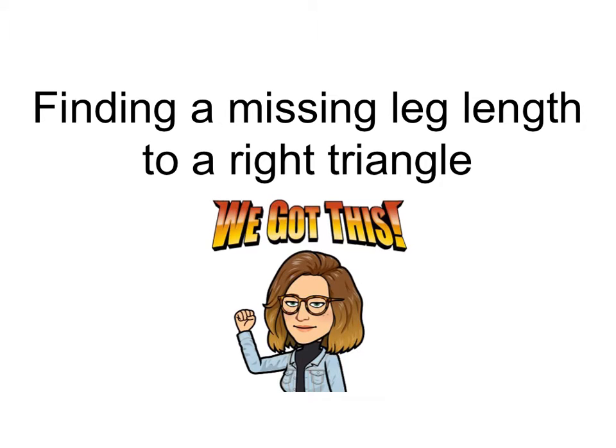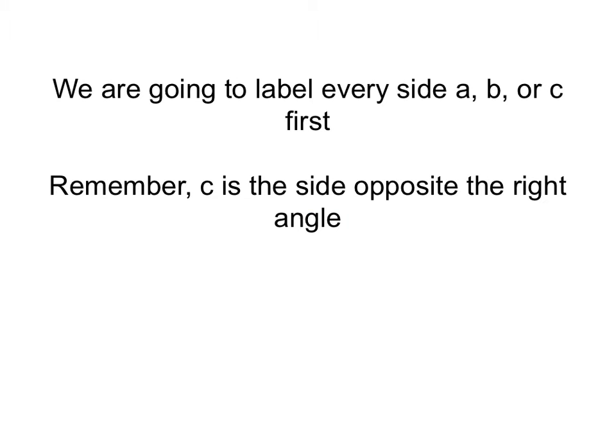So we are going to go through how to find the missing leg length of a right triangle. We've already done the hypotenuse, and now we're going to look at how to find the leg. It says we're going to label every side first, A, B, or C. And remember, C is the side opposite of the right angle. The other sides don't really matter.